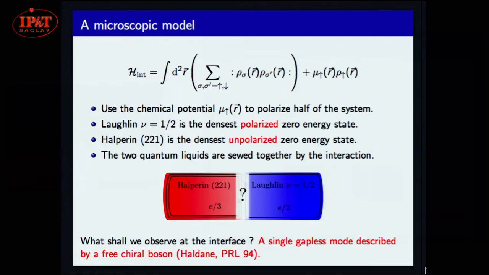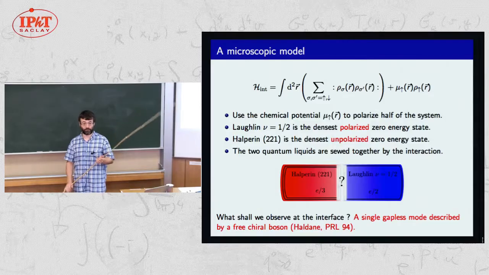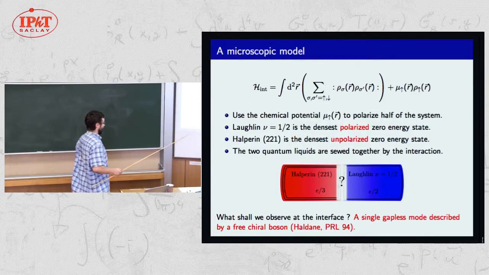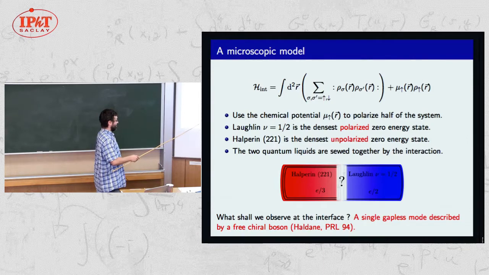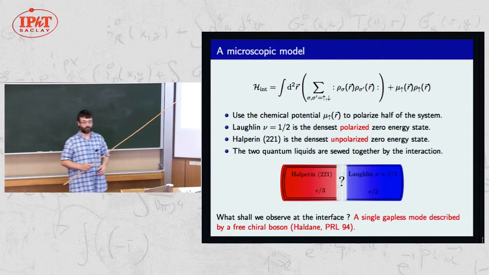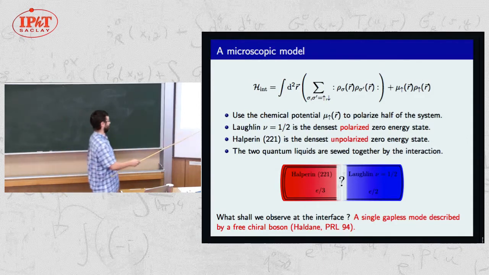So as far as interactions go, it's basically bosons with just a hardcore interaction. It's just a delta function. But since here you're allowed to have spin up and spin down, you have a bit of a denser state than in the Laughlin case.